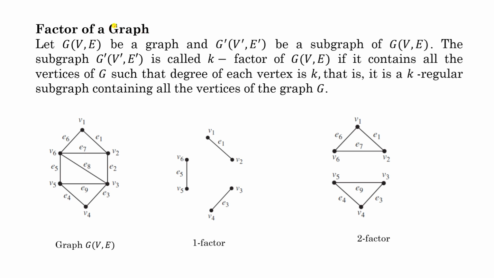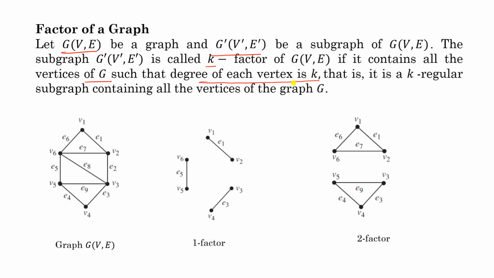Now factor of a graph. Let G(V, E) be a graph and G'(V', E') be a subgraph of G. The subgraph G' is called a K factor of G if it contains all the vertices of G. This is the first condition. It means it must contain all the vertices of G. And the second condition, the degree of each vertex is K. K, you can assign any number 1, 2, 3, 4. So the degree of each vertex must be K.